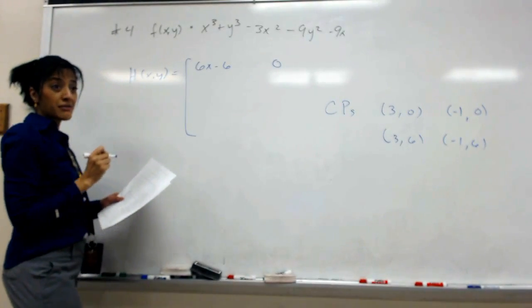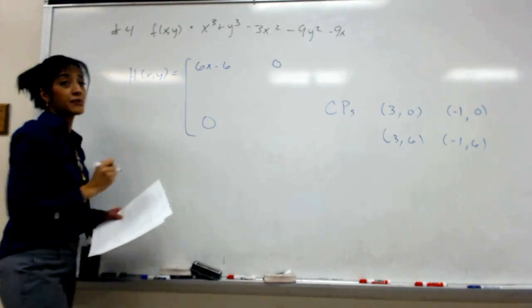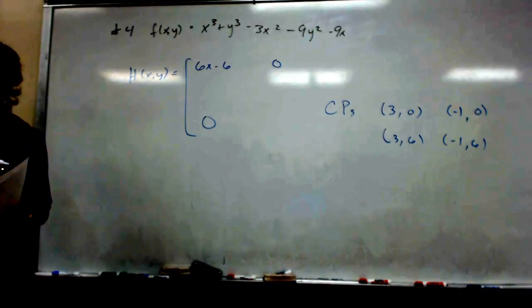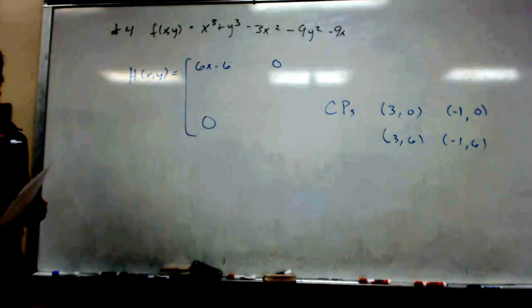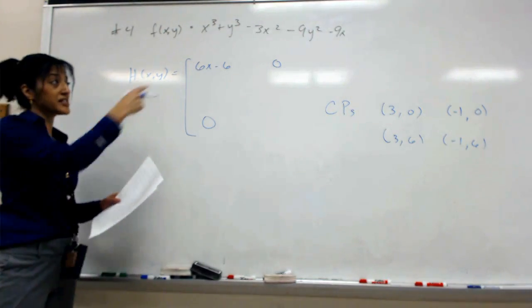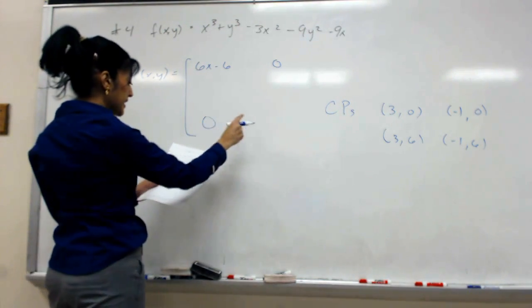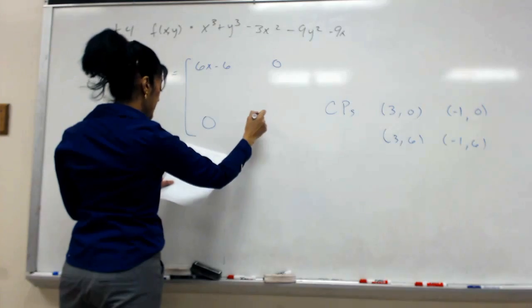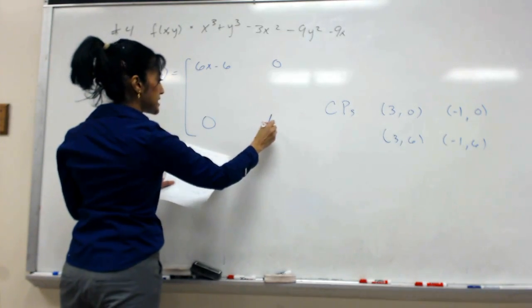And if I was low on time, I would just do this. I wouldn't go check it. If I have time to check, I'll check. But I'm just going to assume that I'm right here. I just put a 0 there because these two should always be the same. And then fyy goes here. I get a 6y minus 18.